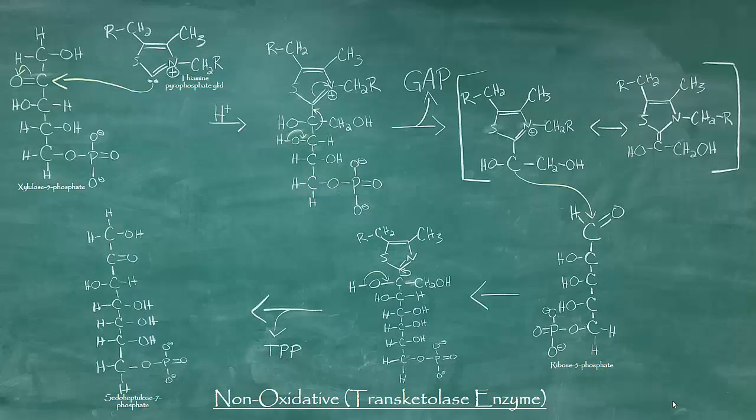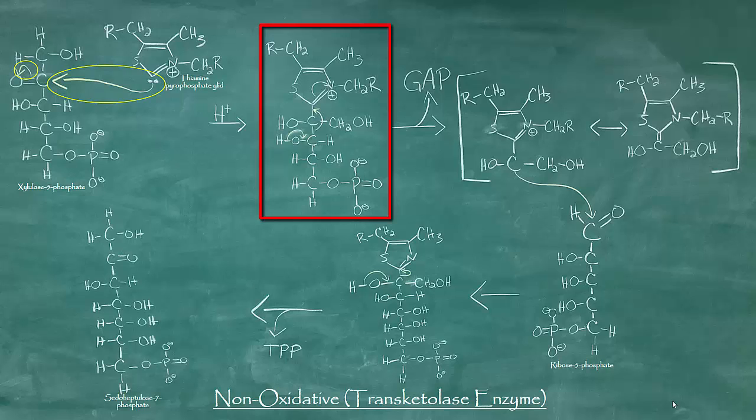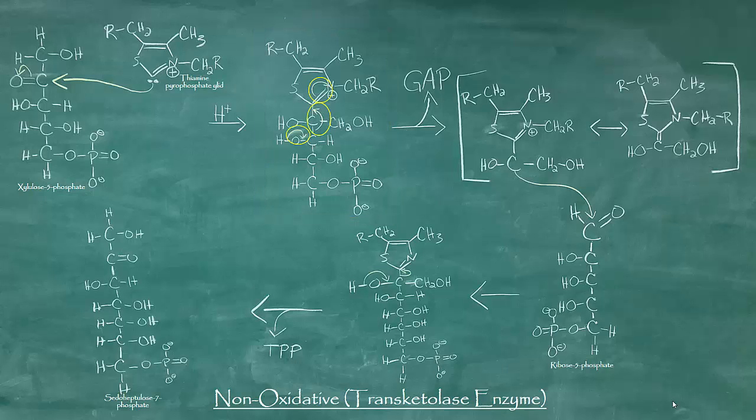Next we have the non-oxidative phase, and first we're going to go through the transketolase enzyme. The first step is that thiamine pyrophosphate, also known as TPP, is deprotonated to form an ylide. The ylide reacts with a ketose phosphate, in this case xylulose 5-phosphate, also known as XU5P, resulting in an addition compound. The addition compound undergoes bond cleavage, releasing glyceraldehyde 3-phosphate, also known as GAP.